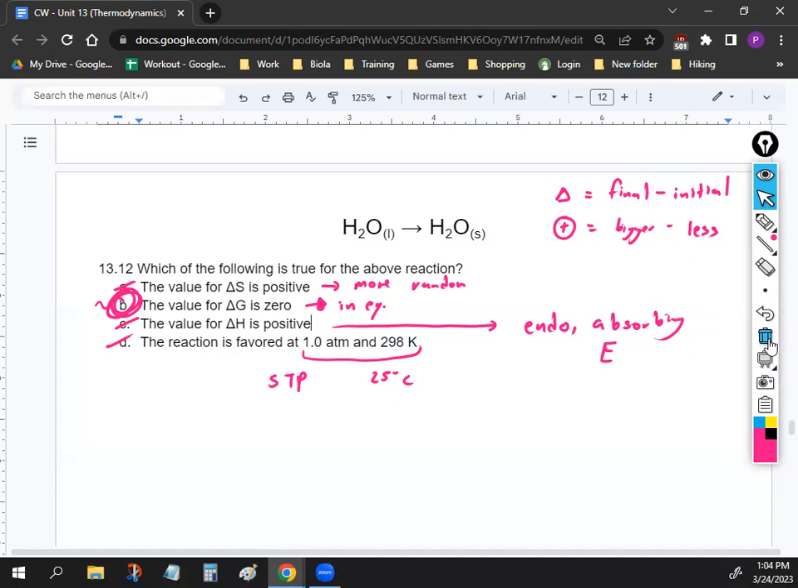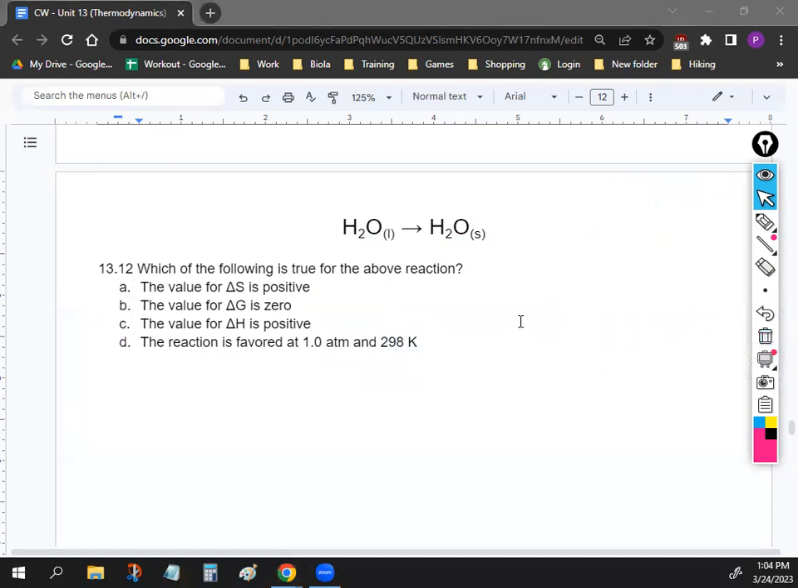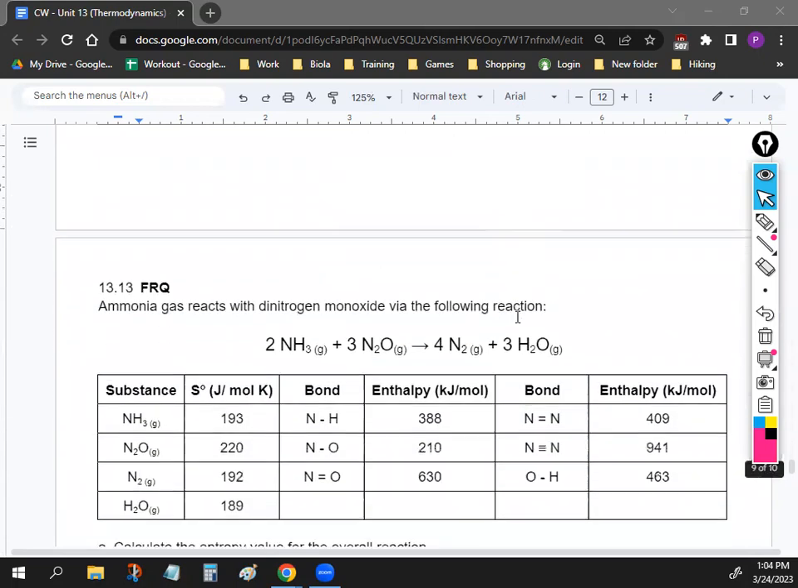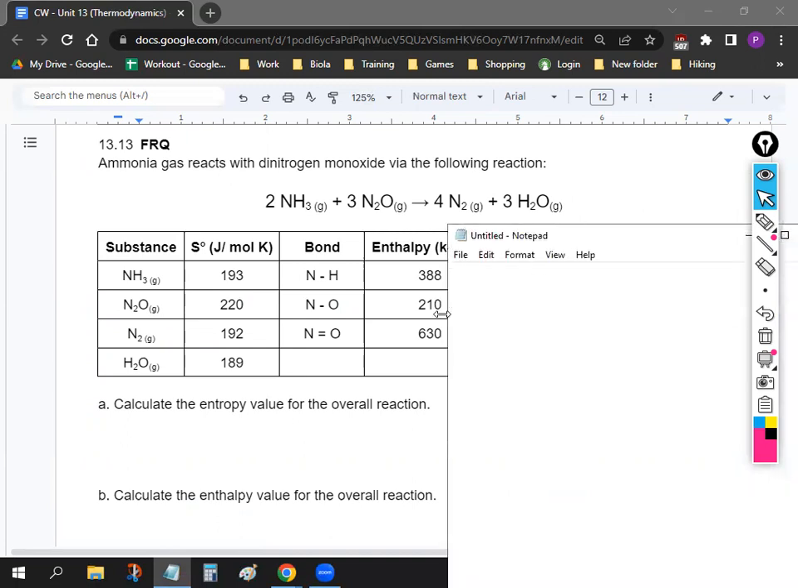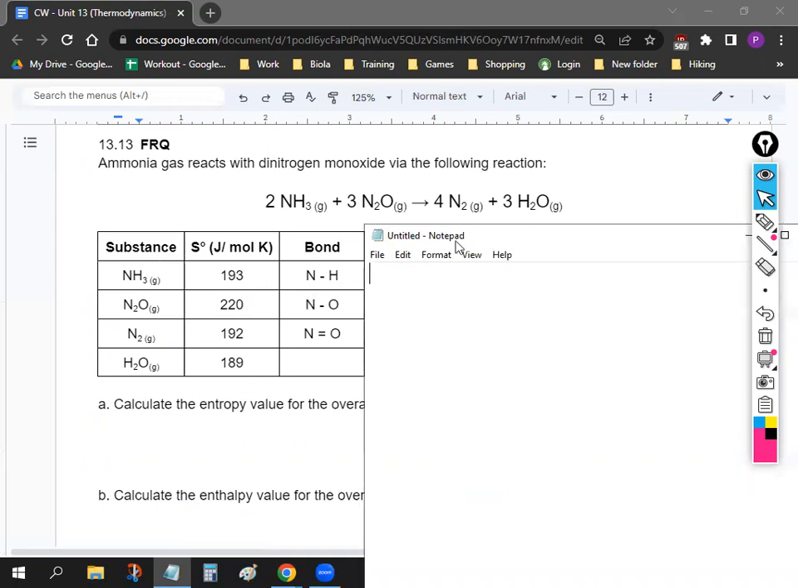Alrighty, let's move on. We're going to go on to the last problem, and this is going to be a super big FRQ. I want to show you guys how we can incorporate a lot of different things into the same problem, which is very fun. So we have this chemical equation, and we are going to ignore the enthalpy part for now. We're going to be finding the entropy value, the S value for the overall reaction. So we're going to be looking at these things right here.